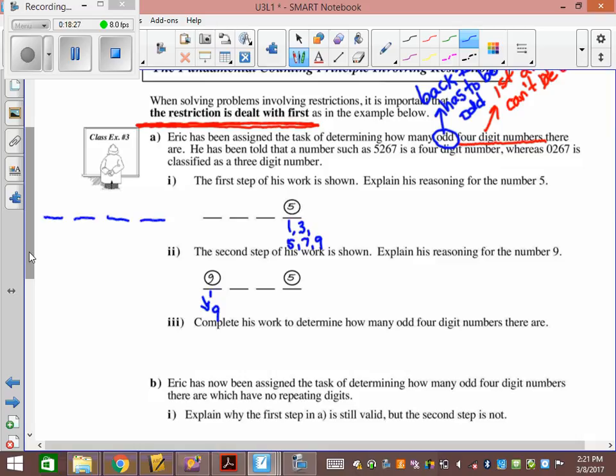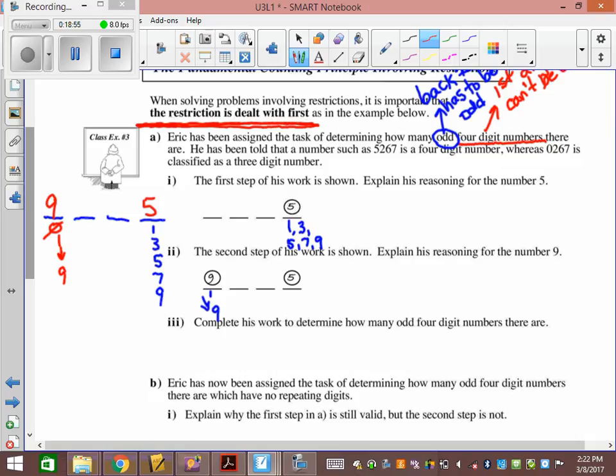Okay, 4-digit number, I need my 4 blanks. All right? My back number has the options 1, 3, 5, 7, or 9. So that was 5 options, so I put the 5 options above. My first blank can't have a 0, so I'm going to cross off a 0. But I can have the numbers 1 to 9. The numbers 1 to 9 are 9 numbers: 1, 2, 3, 4, 5, 6, 7, 8, 9. So I have 9 options for the first blank, correct?